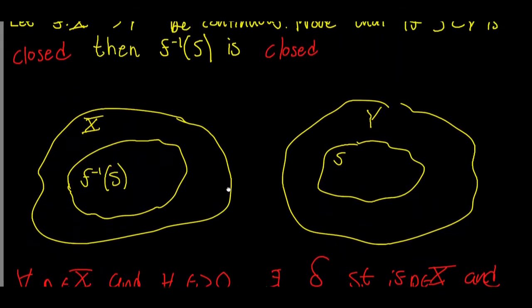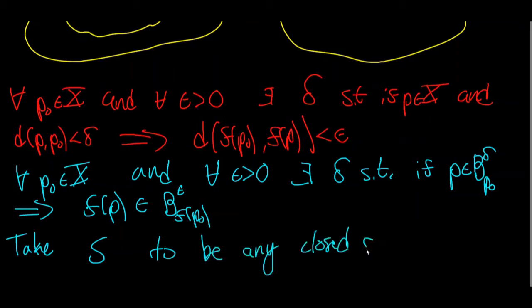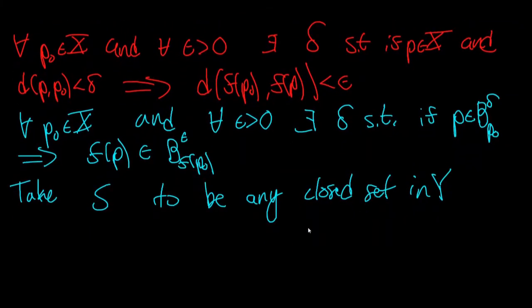Remember our goal, we're going to take s to be any closed set in y. So just an arbitrary closed set in y, any closed set. We're not giving it any specific properties other than the fact that it is a closed set in the codomain of f. So our goal is to show that the inverse image under f of s, f inverse of s, is also closed. So let me say goal here: show that the inverse image of s under f is in fact closed.